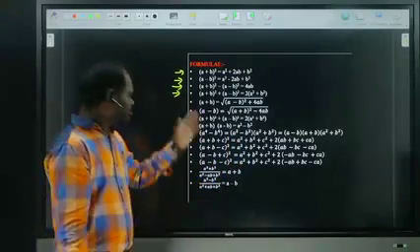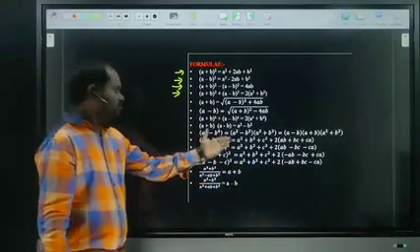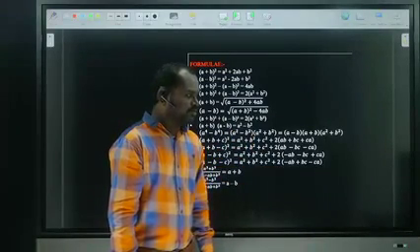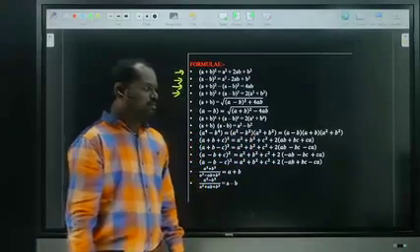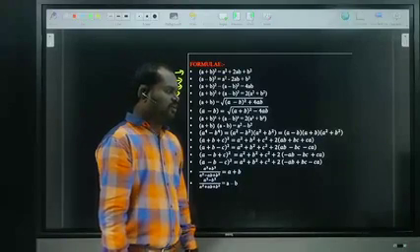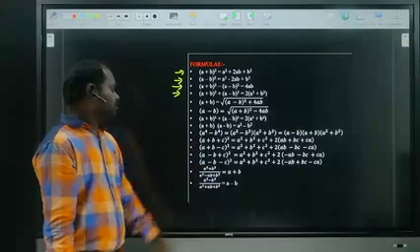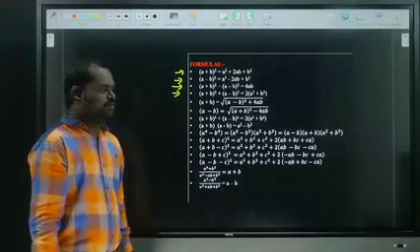Is it clear? Now a plus b plus c whole square is a square plus b square plus c square plus 2 of ab plus bc plus ca. Right? Is it clear? Now a plus b minus c whole square. These are all the things we have to know.